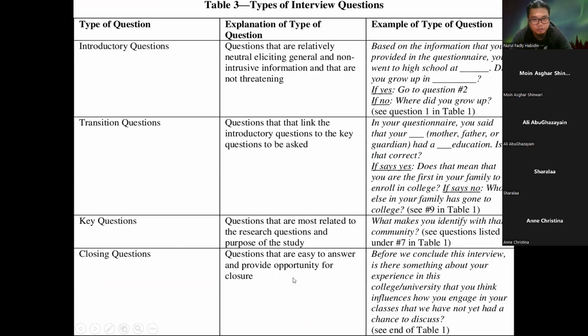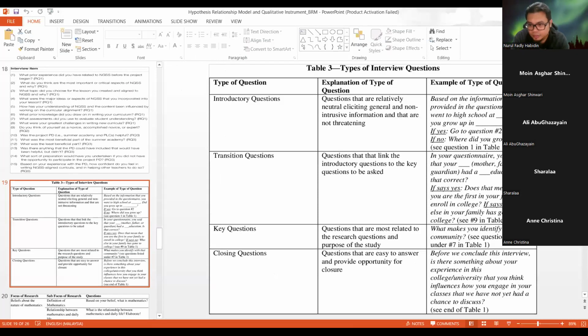Okay, sorry. I need to adjust my computer view, because it has already changed to night mode. So I need to turn it off, so that I can see my slide very clearly.